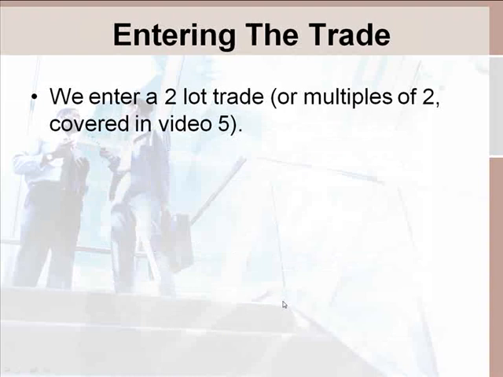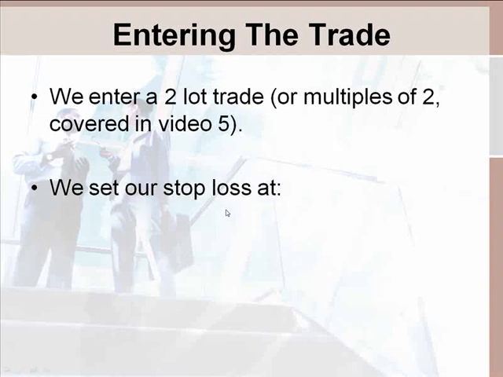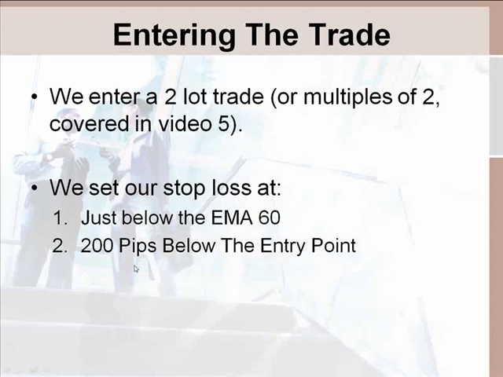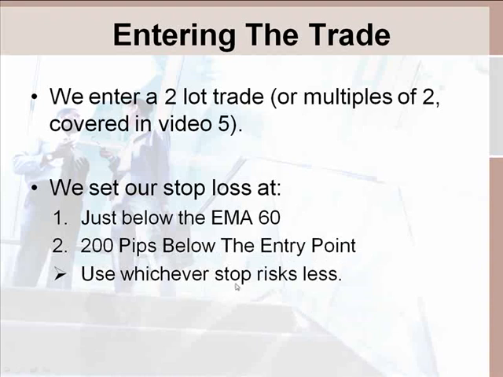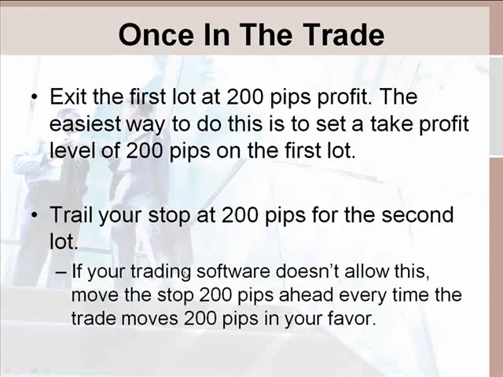And once again, when we enter the trade, we enter a two-lot trade or multiples of two, which I'll cover in video 5. For now, we'll just say two-lot trade. We set our stop loss at either just below the EMA 60 or 200 pips below the entry point. And we're going to choose the stop loss that allows us to risk less. Whichever of those two risks less for us, that's the one we're going to use.